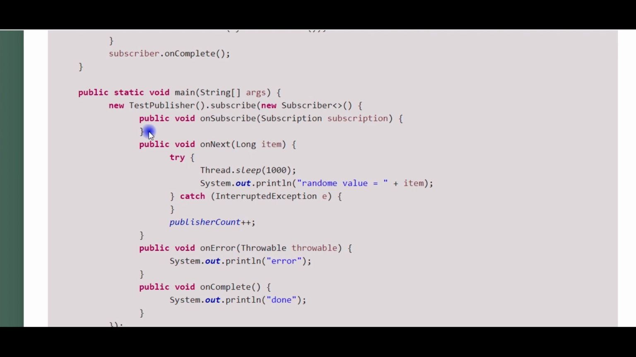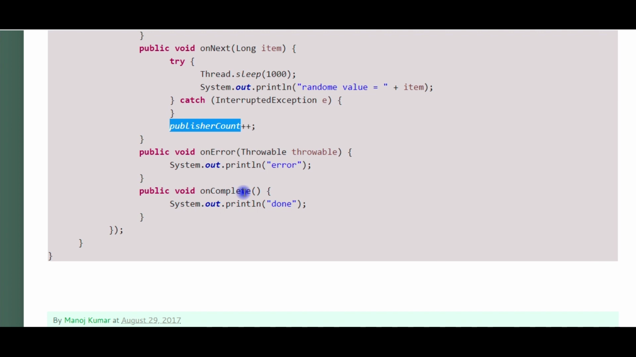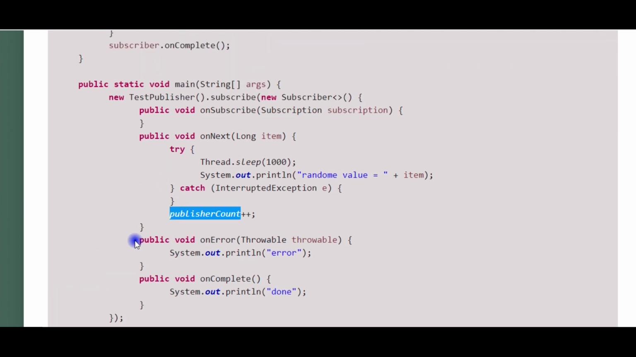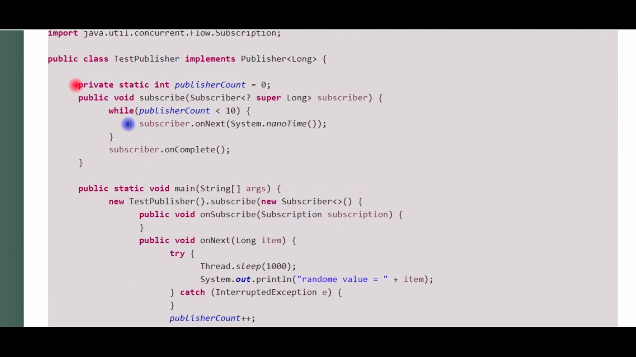And then the main is the same class and the subscriber. Here we're passing the subscriber, and as we discussed earlier, this interface has four abstract methods: onSubscribe, onNext, onError, and onComplete, and these methods are over here. In onNext, we are simply putting in a 1 second sleep, and then we are printing these random values. Here we are incrementing the publisher count, and then there are the onError and onComplete methods. So let's run this method again.